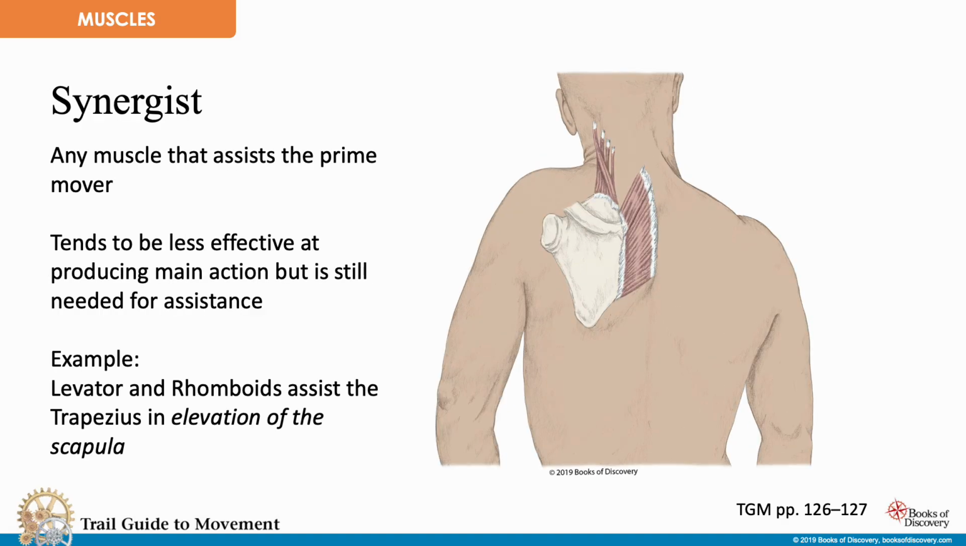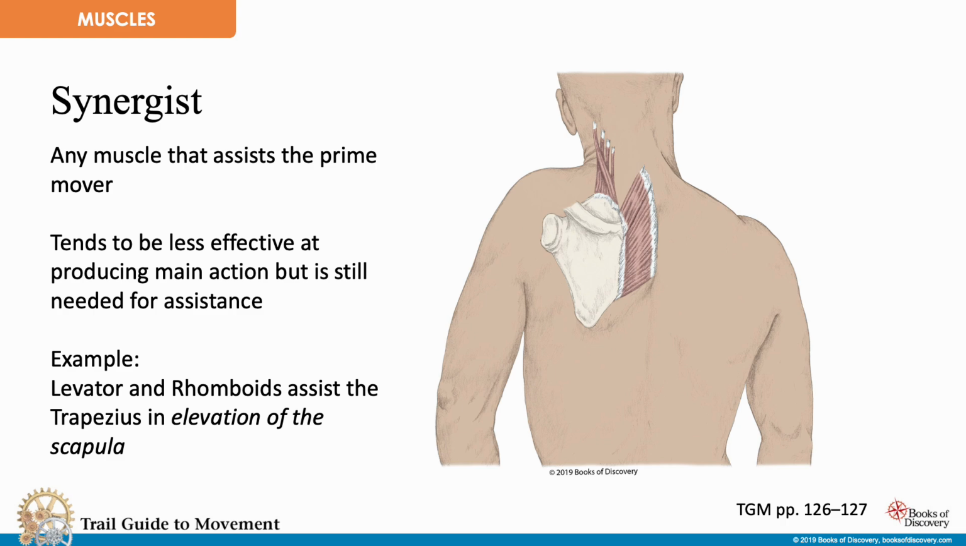So moving on with our theme of roles in a play, if the agonist is our lead actor, the synergist is the supporting cast. These are the muscles that assist the prime mover to get the job done. While they aren't quite as powerful or effective at creating that specific main action on their own, the movement wouldn't be as smooth or as strong if we didn't have them. So looking back to the example of shrugging or scapular elevation, while the trapezius is the star of the show, the levator scapulae and the rhomboids are right there helping pull the shoulder blades up.